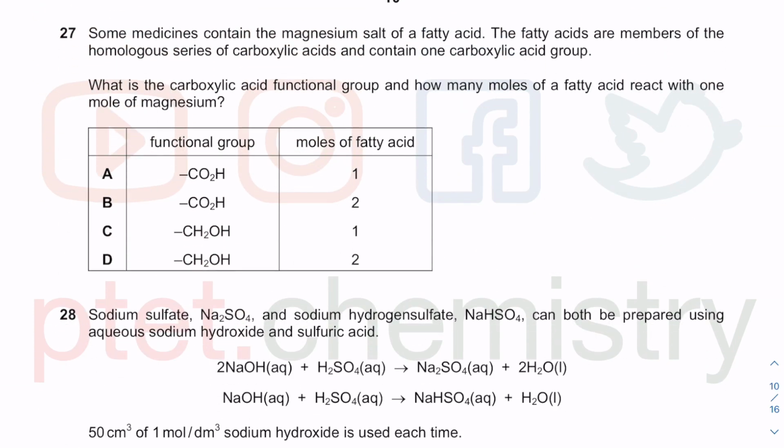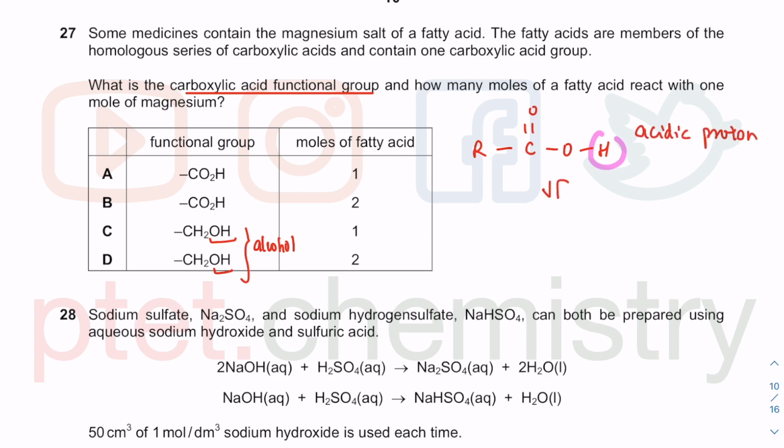Question 27, we have this magnesium salt of a fatty acid. So what is the carboxylic acid functional group? I can see that this is alcohol, so we don't have that carboxylic acid C double bond OH fully displayed, and we know that this is the acidic proton. That is the acidic proton because you know how to write the partial dissociation. Partial dissociation is written with the equilibrium sign, reversible sign. A weak acid partially dissociates in solution to give you H+.